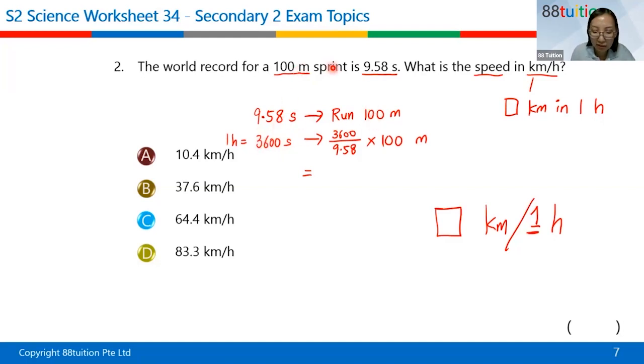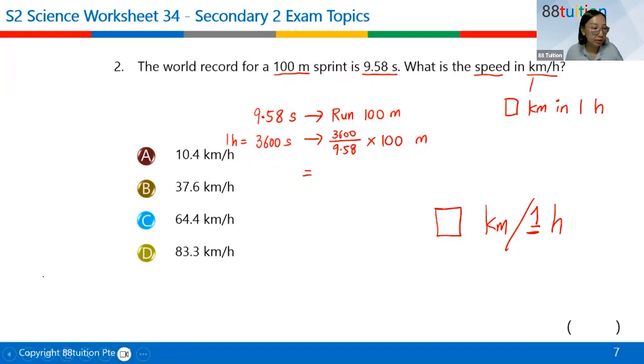Okay, so given the question, it took 9.58 seconds to run a distance of 100 meters. So my question is, in 1 hour's time, how far can I run? So in 1 hour, there's 3,600 seconds. Right? 1 hour has 60 minutes. Each minute is 60 seconds. So 60 times 60 is 3,600 seconds. So use the bottom number, divide by the top number times the other side, but make sure you use the same unit, meter.